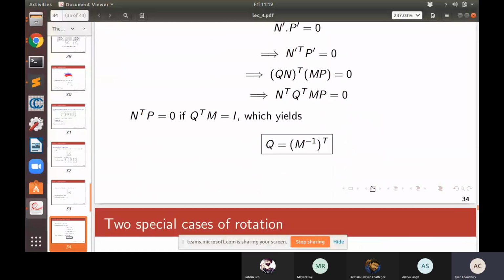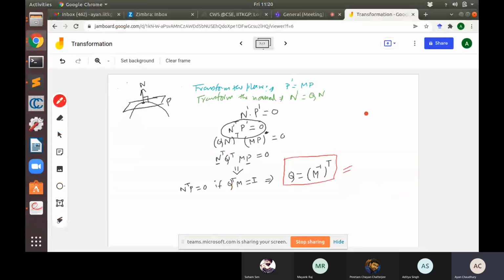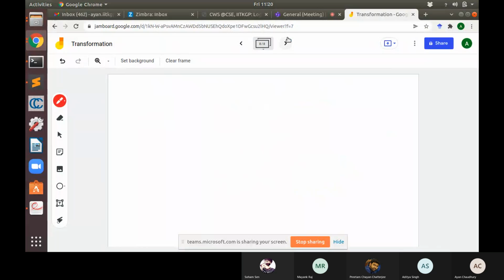Okay. So now we will see some interesting things about rotation. This is pretty much all about the basic transformation things that you will encounter in the whole course, and even later if you work in this area, transformation will help in different aspects. So now we will see some special cases of rotation.